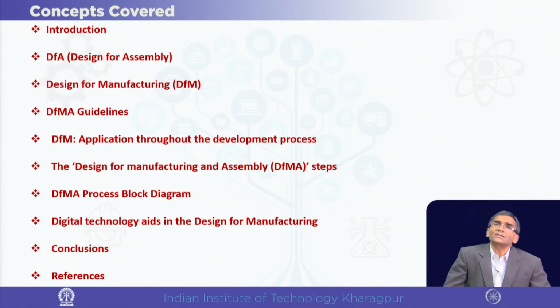So, the characteristic of assembly is that first the assembly configurations are to be settled, and then under the constraint of those settlements, the individual components are to be accommodated or designed. That is why we have kept design for assembly purposefully before design for manufacturing, and then we will be discussing the DFMA guidelines.